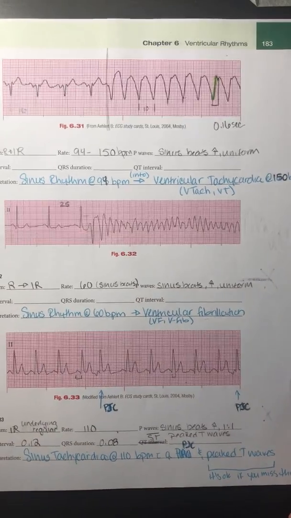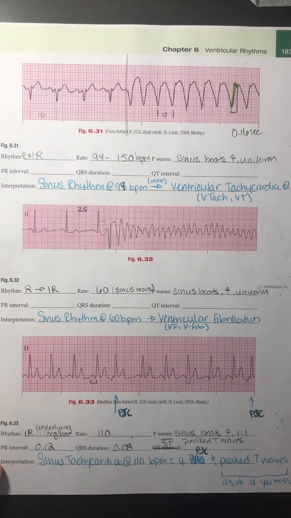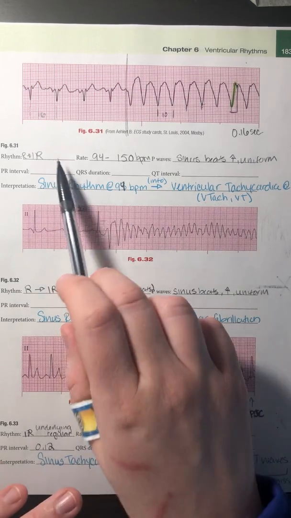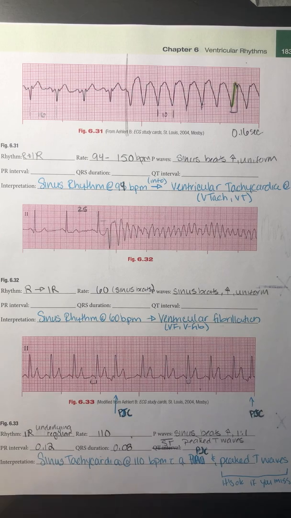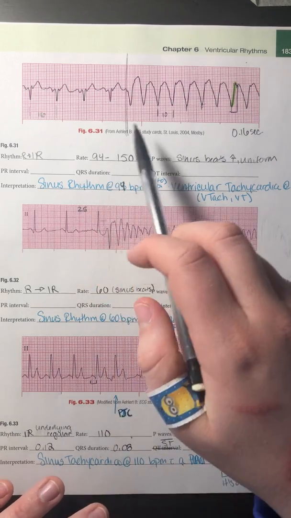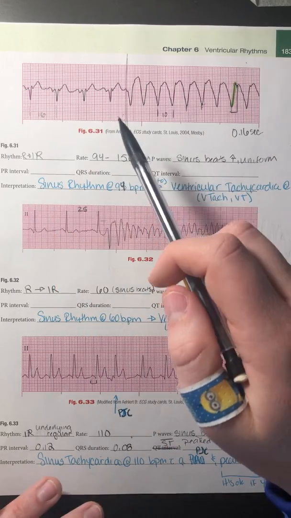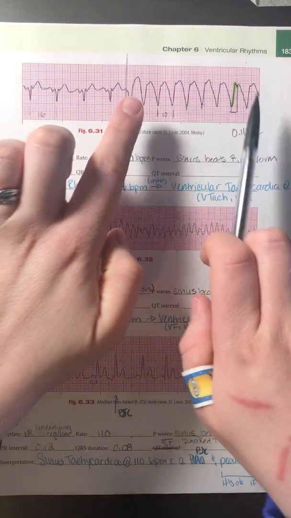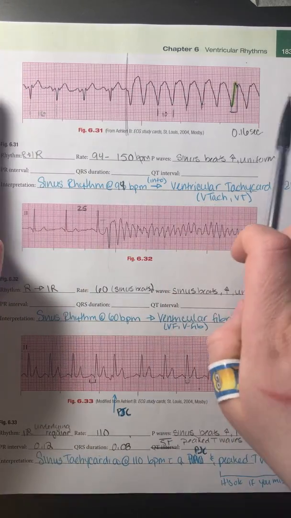All right, we're going to be looking at the next page now. And going up to my first rhythm here, number 30 or figure 6.31. This is an irregular rhythm. I have 2 rhythms, so each one is regular, but overall we have irregularity.